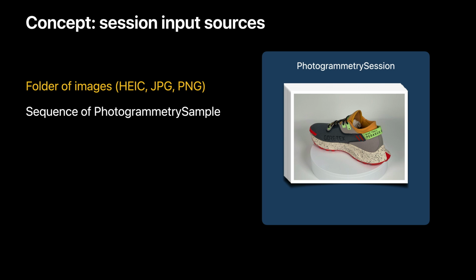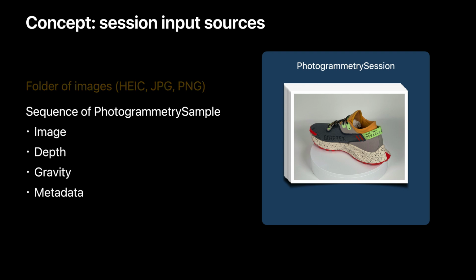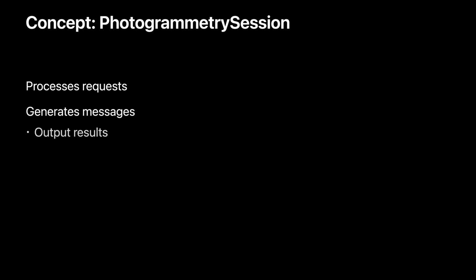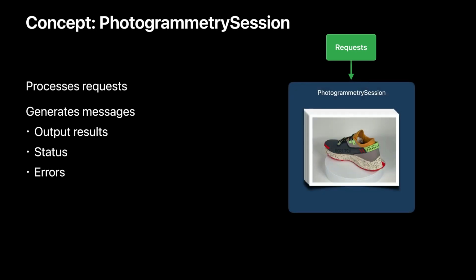If there is embedded depth data in HEIC images, it will automatically be used to recover the actual scale of the object. Although we expect most people will prefer folder inputs, we also offer an interface for advanced workflows to provide a sequence of custom samples. A photogrammetry sample includes the image plus other optional data such as a depth map, gravity vector, or custom segmentation mask. Once you have created a session from an input source, you will make requests on it for model reconstruction. The session will output the resulting models as well as status messages on its output message stream.